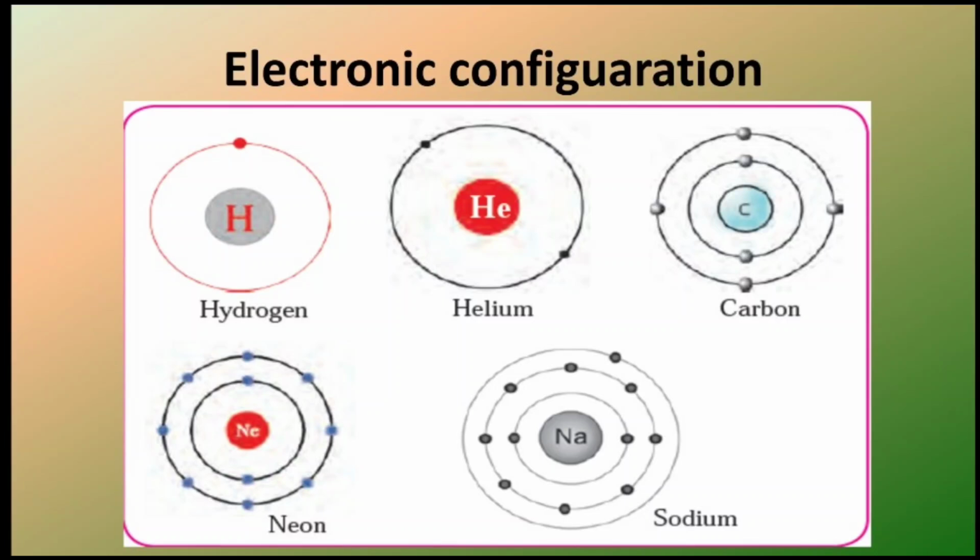So the first shell will contain 2 electrons and the second shell will contain 4 electrons. Likewise neon, it has the atomic number 10. So in its electronic configuration, we can see the first shell will contain 2 electrons and the second shell will contain 8 electrons. But in sodium, its atomic number is 11. So electrons will get distributed like K shell 2 electrons, L shell 8 electrons and 1 electron will remain. It will enter into the last shell, that is the M shell. So here we can determine how the electrons are distributed in the shells.